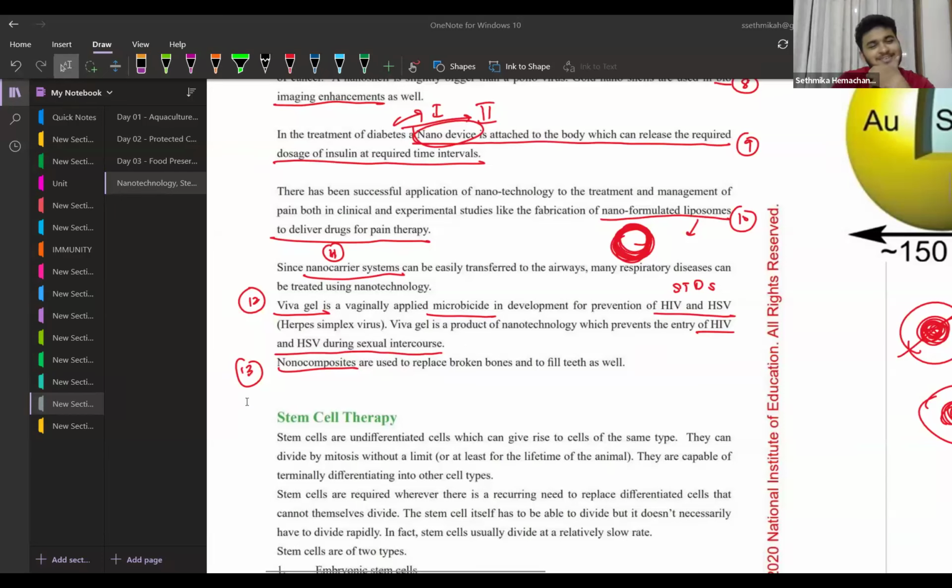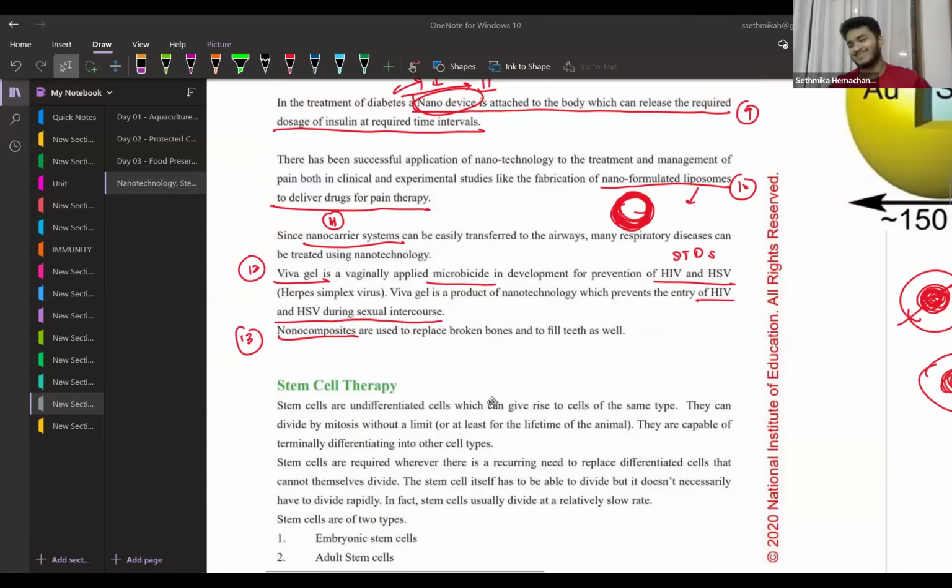No, it's not nanocomposites. I think that might be a typing error. Yeah, it's nanocomposites. I only saw that now. Okay, it should be nanocomposites. Okay? Right.